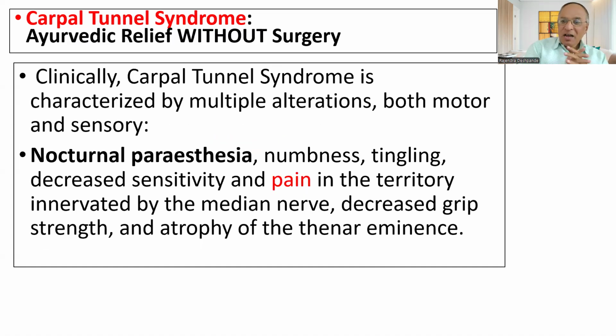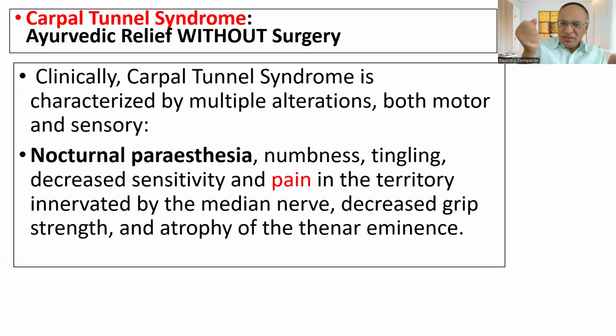Clinically, carpal tunnel syndrome is characterized by multiple alterations in motor or sensory activity. For example, there may be nocturnal paresthesia. At night, you get problems. Numbness is there, tingling will be there, decreased sensitivity can happen, and pain in the territory innervated by the median nerve.